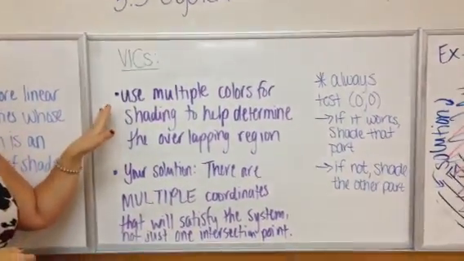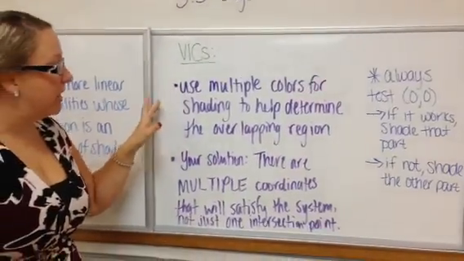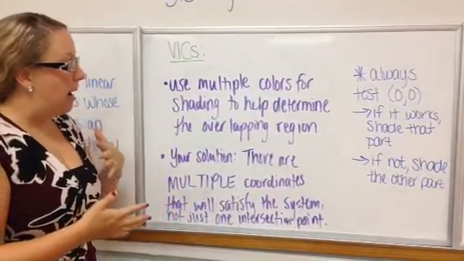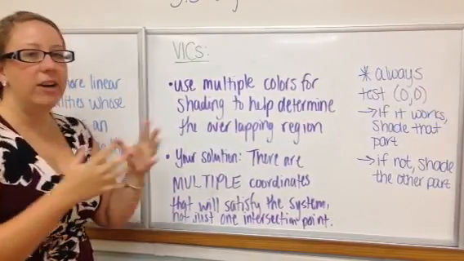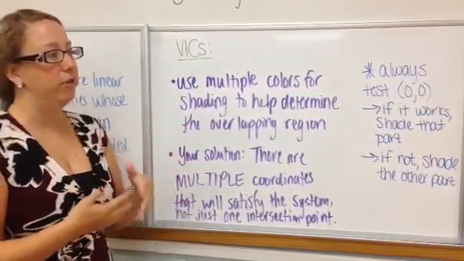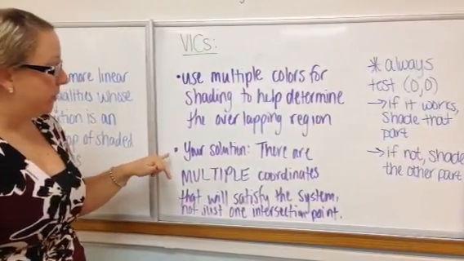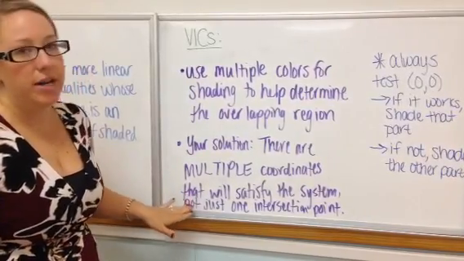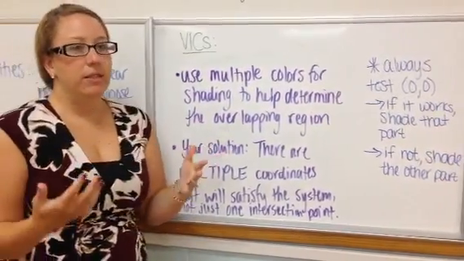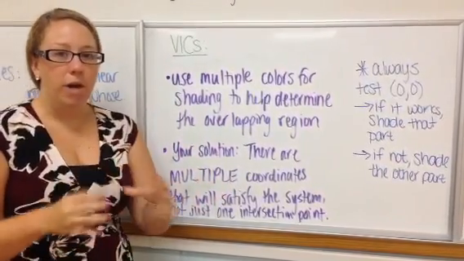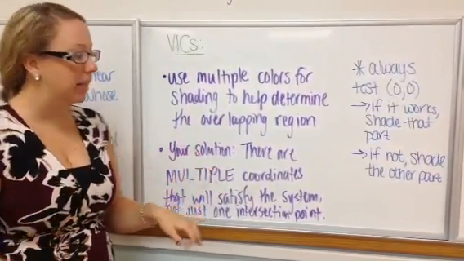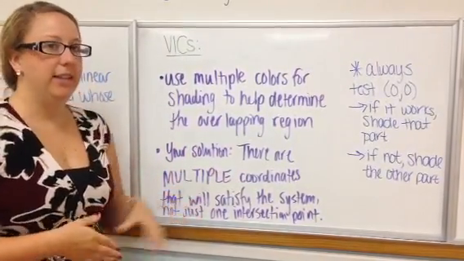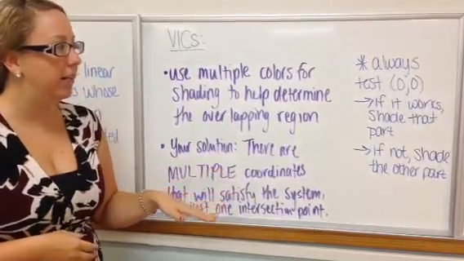Very important concepts. You must use multiple colors for shading to help determine the overlapping region. This is so that you can see it clearly. It helps determine where exactly your solution set is, since you are dealing with two inequalities. Your solution, there are multiple coordinates that will satisfy the system, not just one intersection point. So when we talk about systems of equations, you talk about the one point that satisfies both equations. There's going to be multiple coordinates this time, or multiple points that will satisfy your system of linear inequalities.